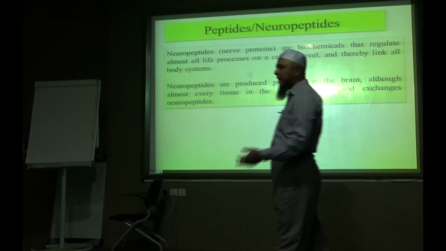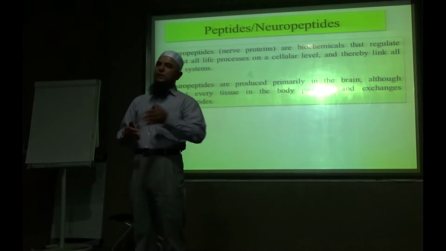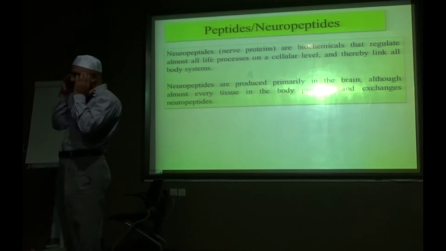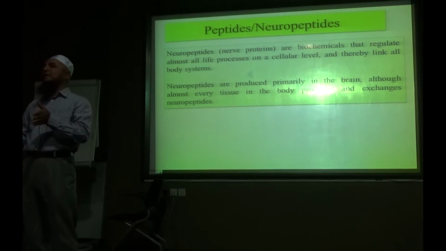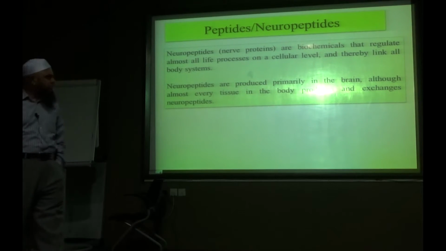Later on, it was modified, and they said no. If it is less than 100 amino acids, we'll say peptide. If it is more than 100 amino acids, it is protein. But technically, the group of researchers is very much convinced with the first part, that those with less than 50 amino acids are called peptide, and more than 50 amino acids are called protein.